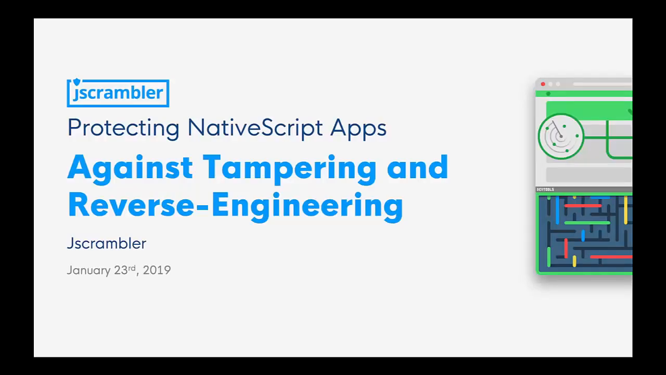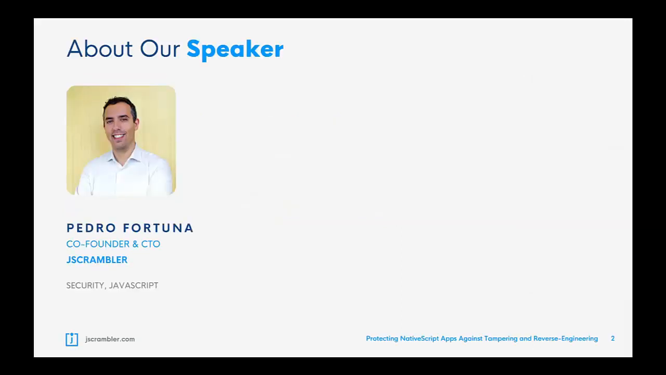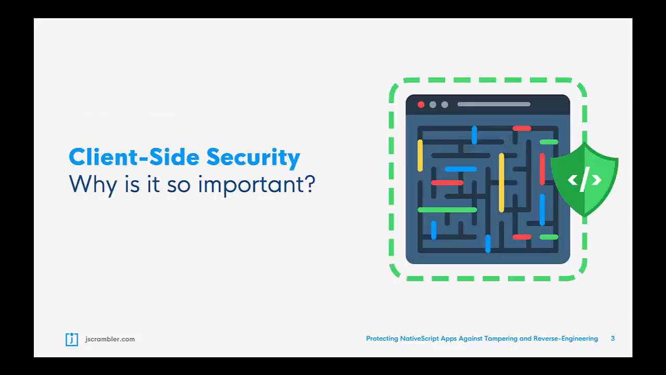It's really a pleasure to be joining you today. I think security in mobile applications has become a huge affair, and so today I will be focusing on client-side security. Let me just introduce myself. I am co-founder and CTO of JScrambler, a security company that is the leader in application shielding. So on client-side security, let's dwell into this.